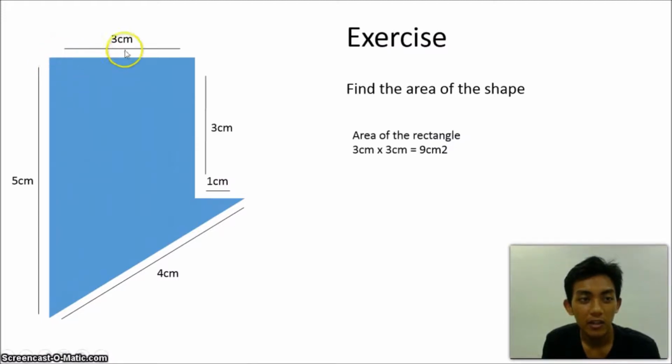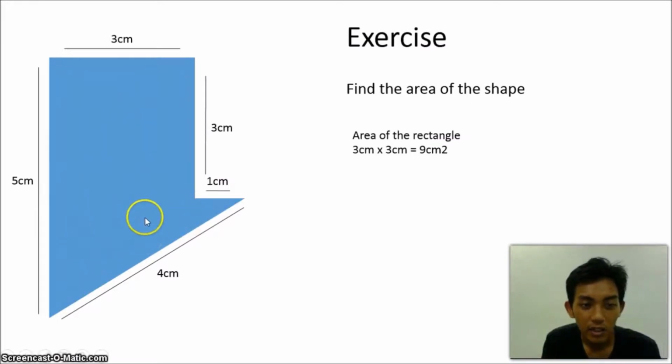Given that this part has four sides, we can assume it's either a square or a rectangle. For now, let's assume this is a rectangle. So to calculate the area of the rectangle, it is 3 cm in length times 3 cm in height, which is equal to 9 cm squared. Now, since we have the area of the rectangle, let's get the area of the triangle.